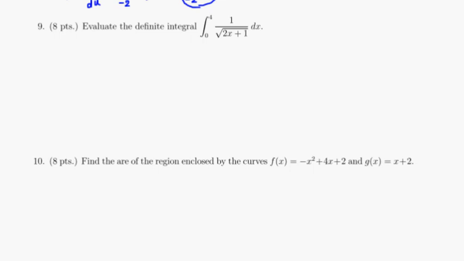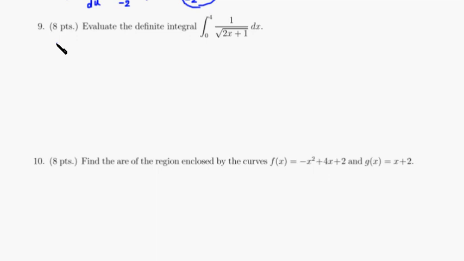Okay, let's look at practice exam 3, problem number 9. We want to evaluate this definite integral. So let's do that. Again, we're going to use a substitution. We want to simplify the denominator and also the expression inside the square root.